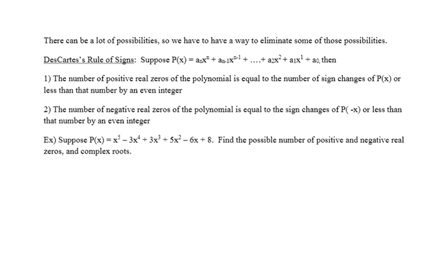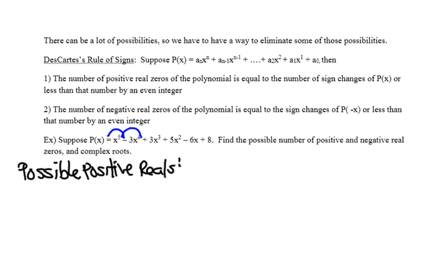So suppose you have this polynomial function equation. We would like to be able to find the possible number of positive and negative real zeros and complex roots. So let's start with possible positive reals. Now, remember, it's the number of consecutive sign changes. Going from a positive to a negative, that's 1. Negative to a positive, that's 2. Positive to a positive doesn't count. Positive to a negative, that is 3. And a negative to a positive, that is 4.